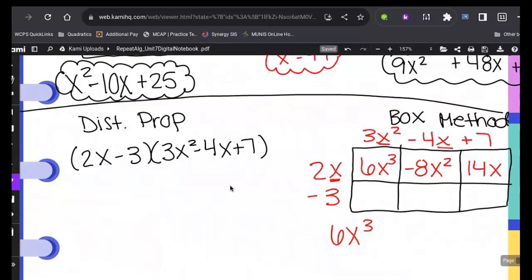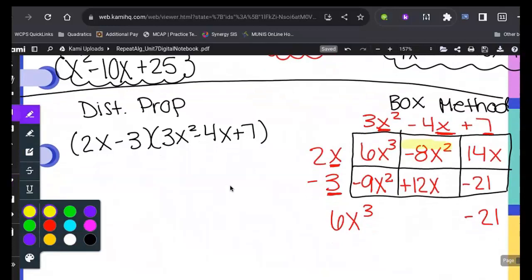Now we're going to drop down to the second row. Negative 3 times 3x to the second power, so that's negative 9x to the second power. Then we have negative 3 times negative 4x. It'll give me a positive 12x. And negative 3 times 7, which is negative 21. And we know that negative 21 is going to drop down because it has no like terms.